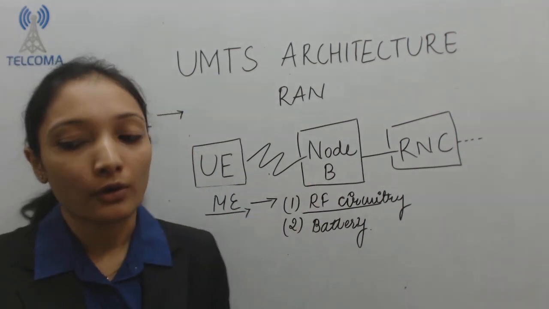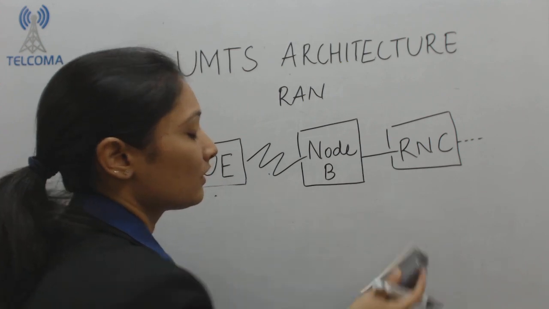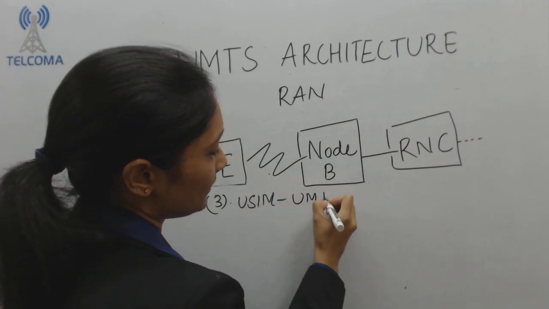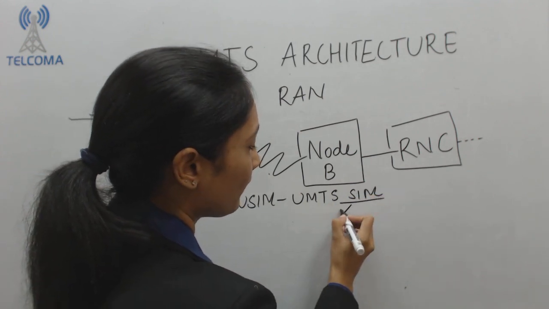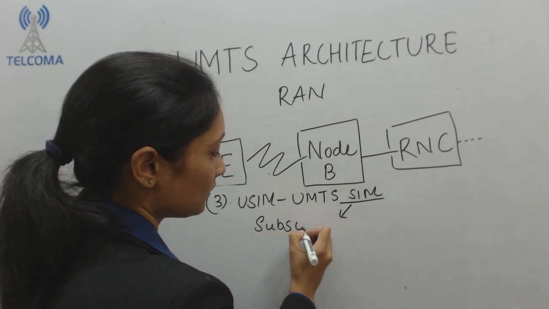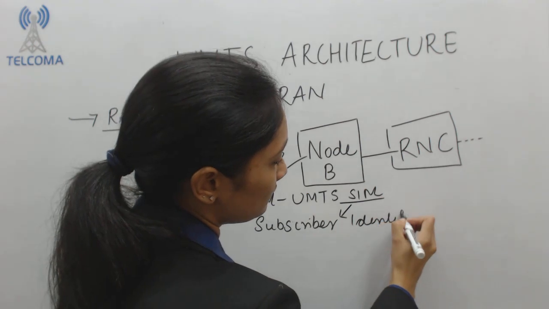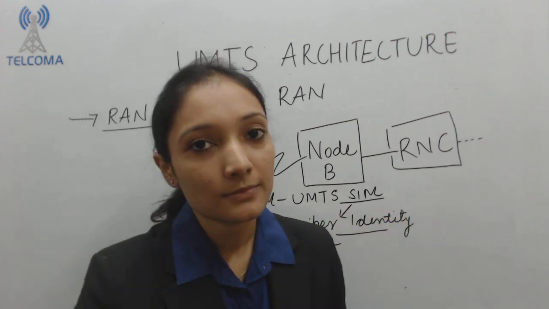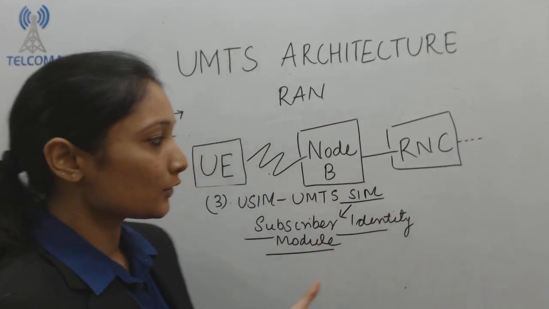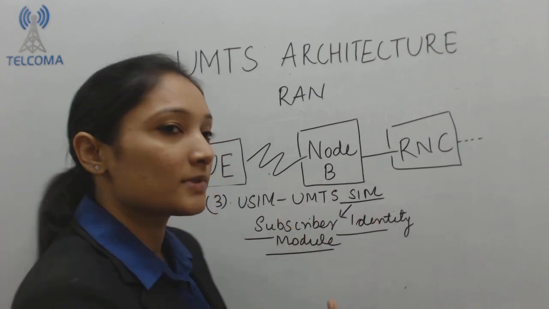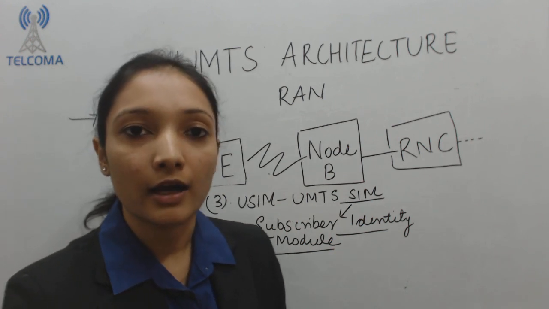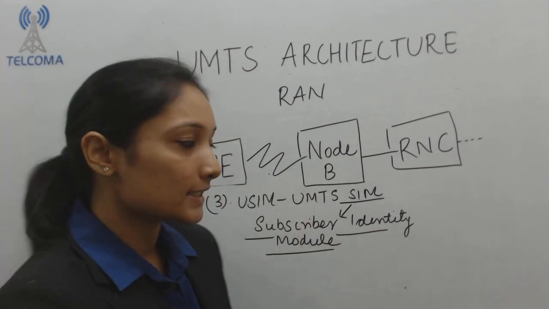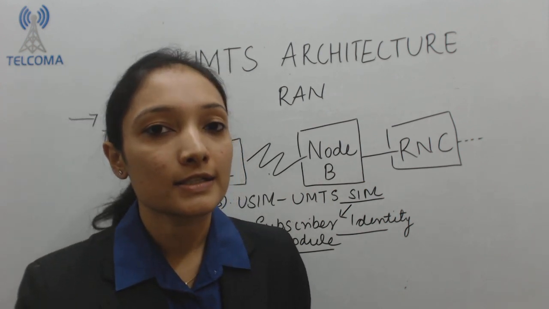Now, the third important component for our user equipment terminal is the UMTS SIM. This is our UMTS SIM. Now, SIM refers to subscriber identity module. When we talk about our GSM services, we are very much aware of this term SIM card. So here, if we are using the 3G services, that smart card is referred to as the UMTS SIM. This UMTS SIM card is basically a smart card which holds the identification related parameters of the subscriber. That is, when a user has to get connected to the network, it contains all the parameters which are required for the validation and authentication of the user.